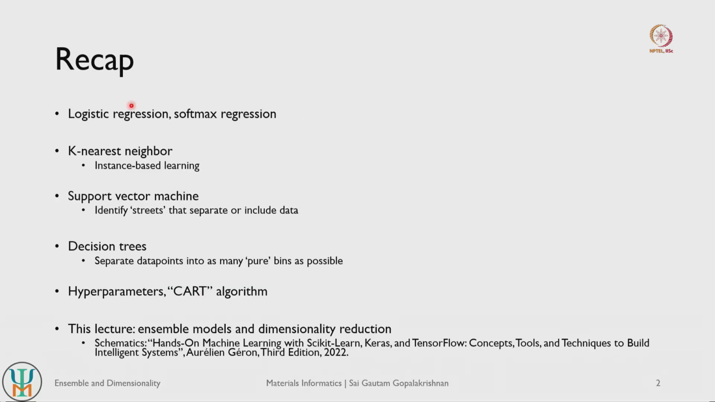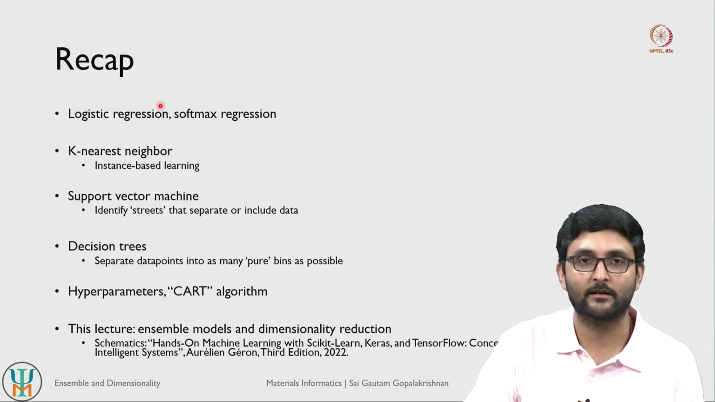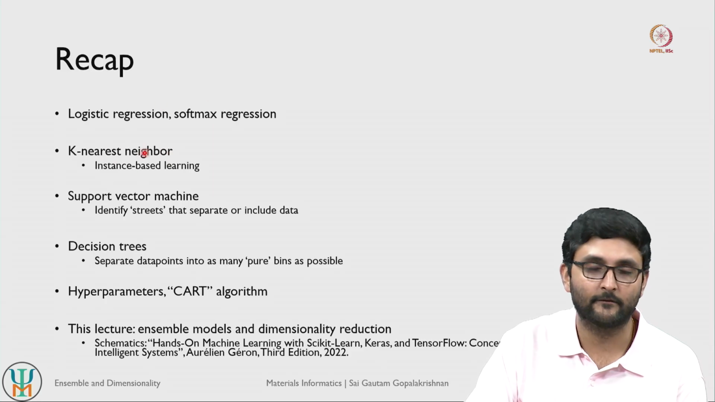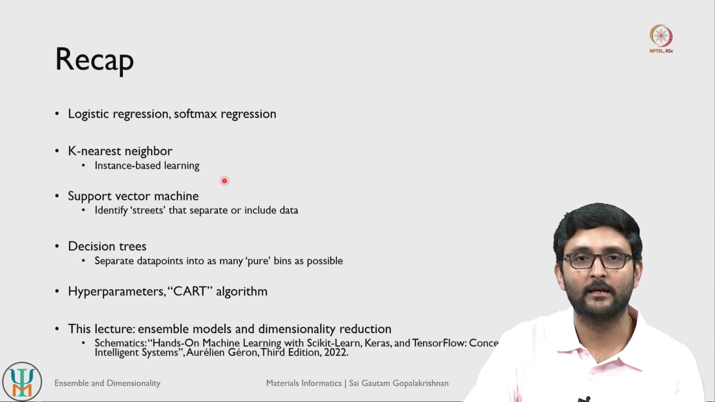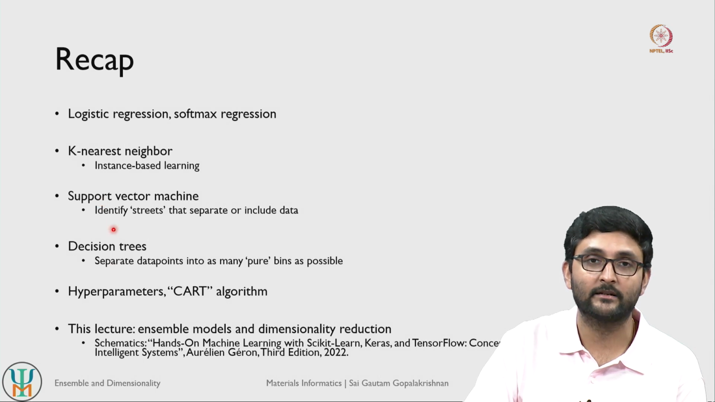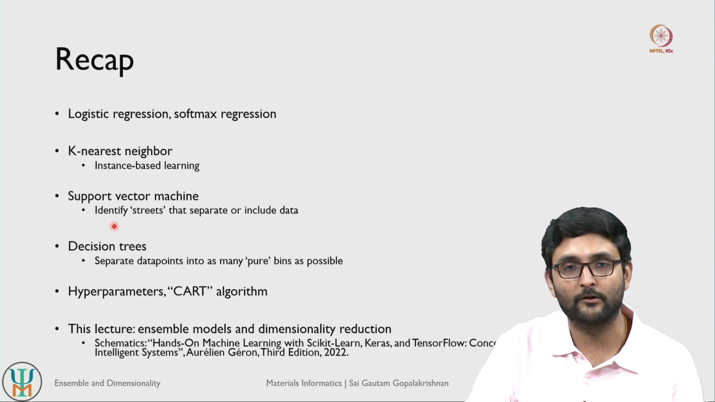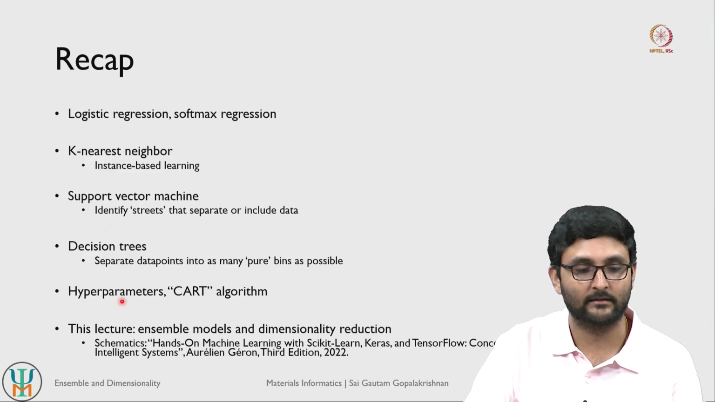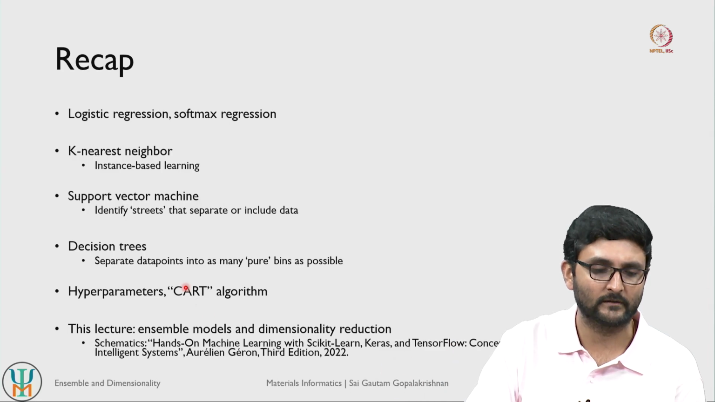Alright, so let us have a brief recap of what we discussed in the last set of lectures. We looked at logistic regression and softmax regression. These are examples of classification models. K nearest neighbors, which can do both regression and classification tasks, is a very important example of instance based learning. We also looked at support vector machines and decision trees. These are quite powerful classical tools that can do both regression and classification tasks, and we also looked at a few new hyperparameters associated with these models, right.